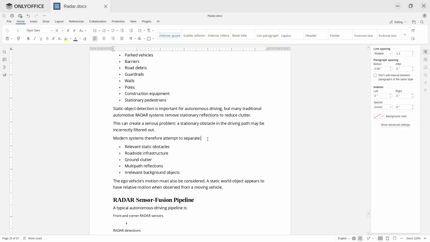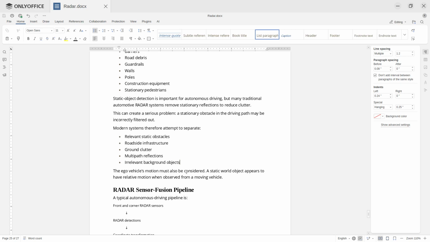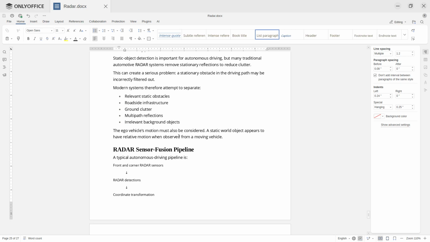Modern systems therefore attempt to separate relevant static obstacles from roadside infrastructure, ground clutter, multipath reflections, irrelevant background objects. The ego vehicle's motion must also be considered. A static world object appears to have relative motion when observed from a moving vehicle.